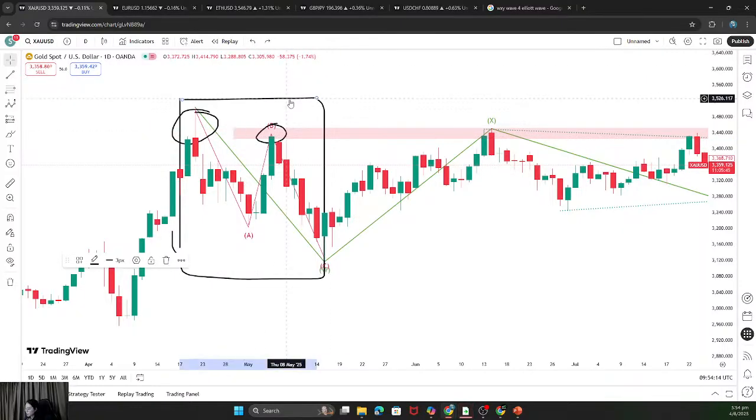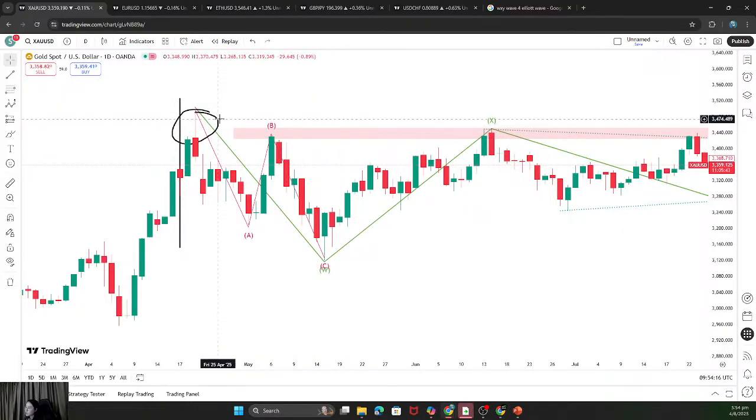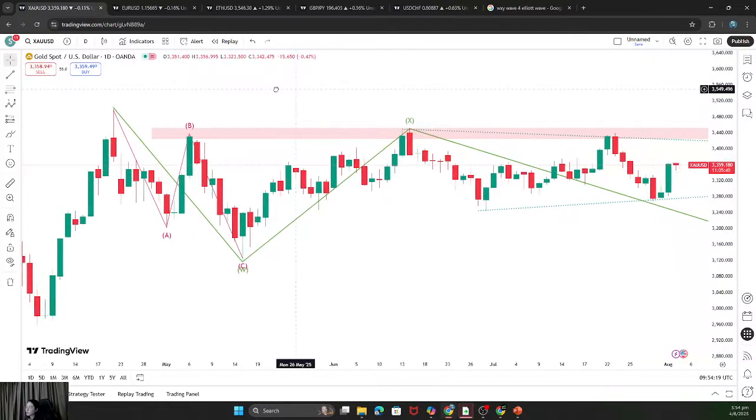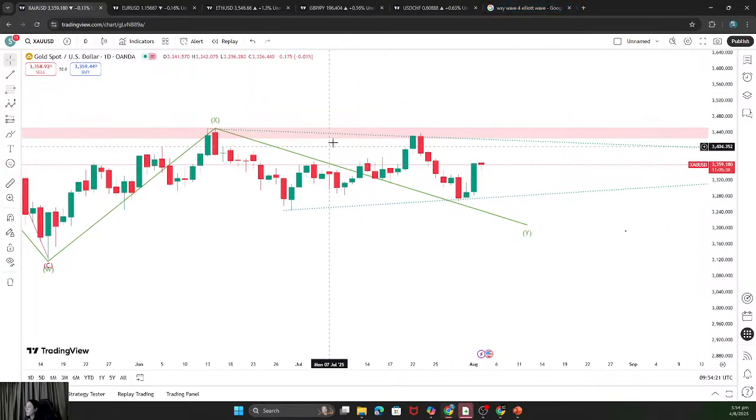Okay, cool. Because my forecast is that this is going to be a flat, that means it's going to end with a triangle.